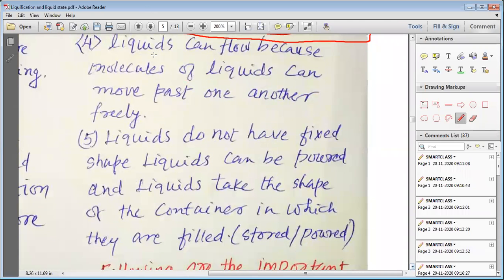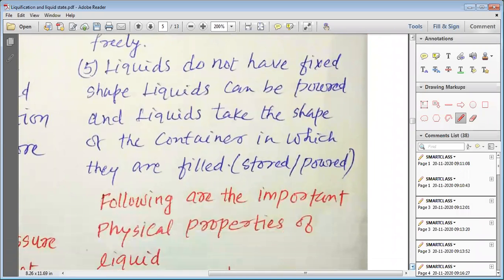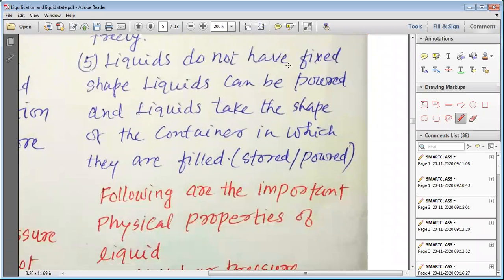Liquids can flow. This reason may be asked, that is, give reason why liquids can flow. So you can even learn this: liquids can flow because molecules of liquids can move past one another freely. See, these are molecules of liquid. This layer and this layer move past one another, and that is why the liquid can flow. They form layers, and the layers of molecules can move past one another, and that is why liquids can flow. Liquids do not have a fixed shape.